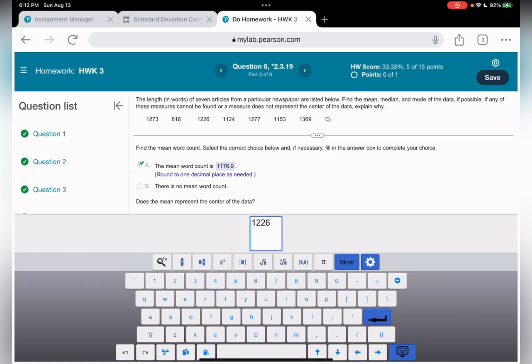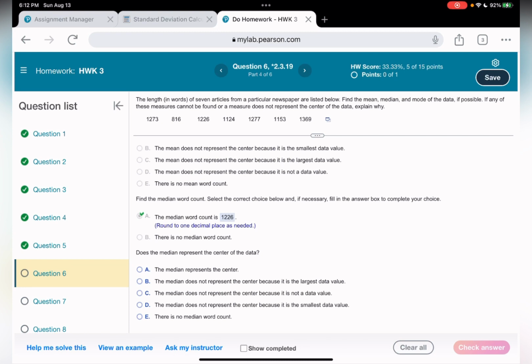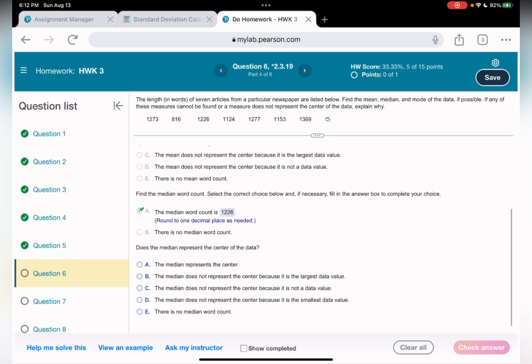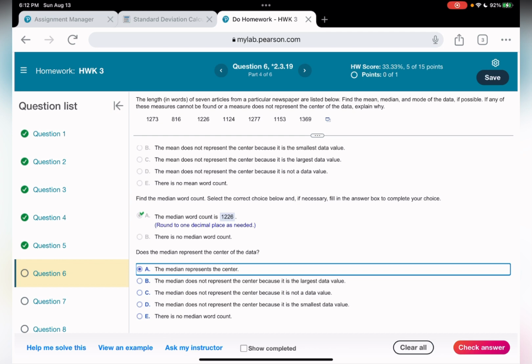Bingo. And if it would ask for the mode, in this case, we don't have any mode because we don't have any repetition of these numbers, right? Okay. And the last question, does the median represent the center of the data? The median represents the center. Where do we have? There is no median, does not, which cannot be. Yes, the median represents the center. That's the best answer.